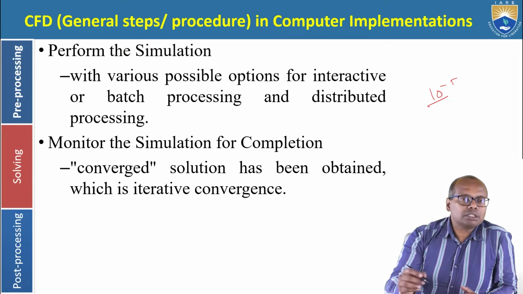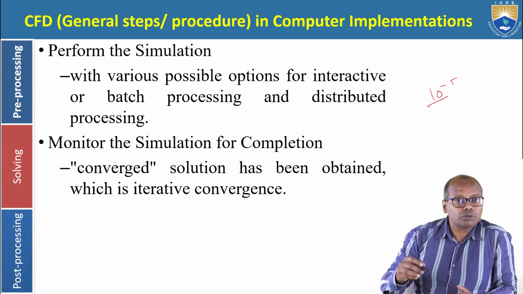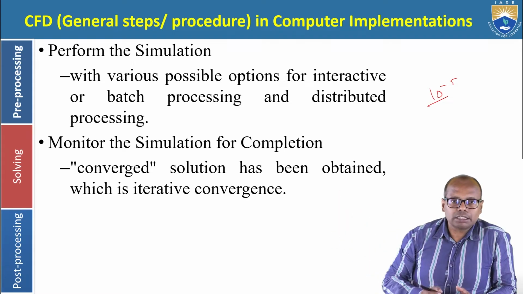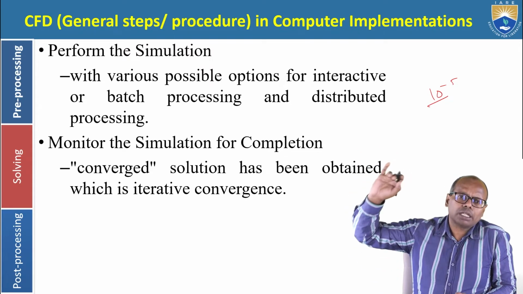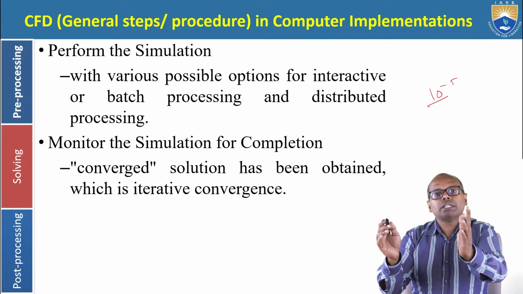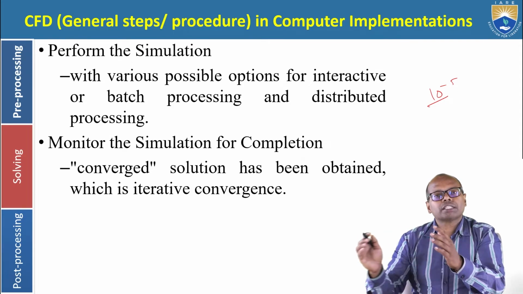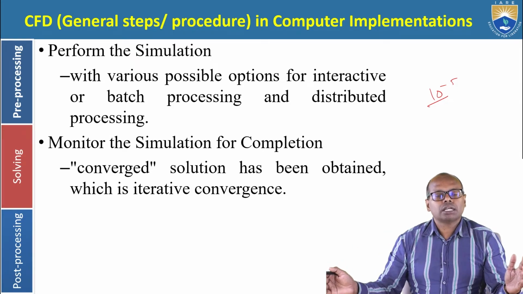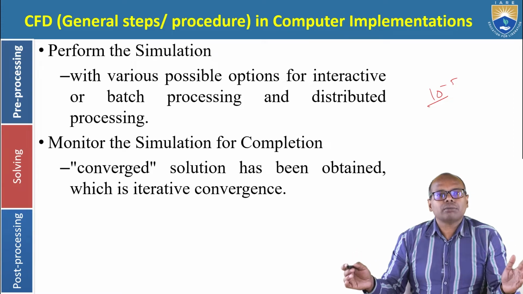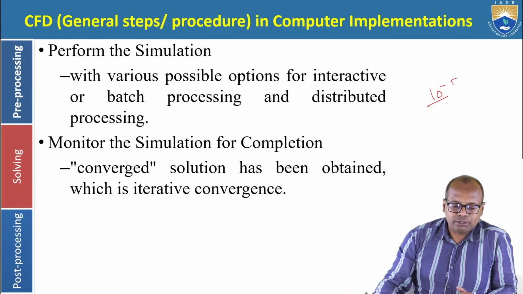So once the convergence criteria is given, how many iterations, maximum iterations? Suppose the convergence criteria is not reaching 10 power minus 5. Can I go on eternally? No, I cannot go on eternally. So I will define the convergence criteria, or I will define the maximum number of iterations, depending on how much time I have for this simulation. I have to compromise between those two.